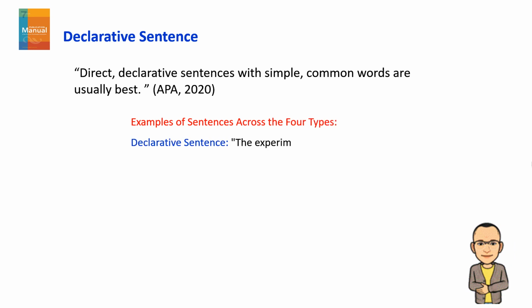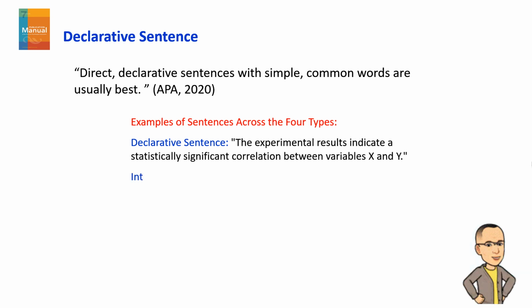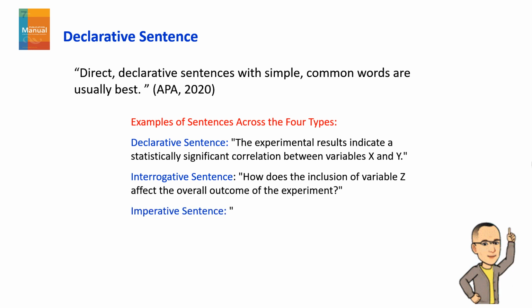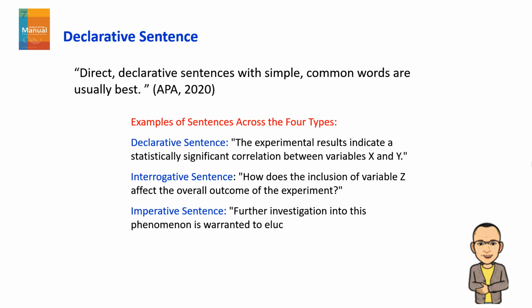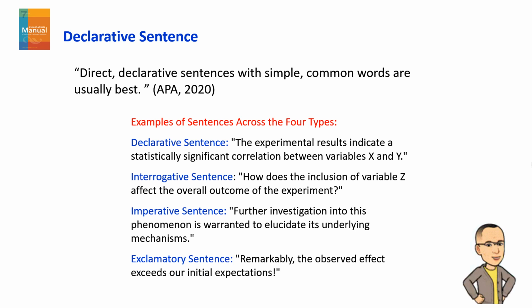Declarative sentence. The experimental results indicate a statistically significant correlation between variables x and y. Interrogative sentence. How does the inclusion of variable z affect the overall outcome of the experiment? Imperative sentence. Further investigation into this phenomenon is warranted to elucidate its underlying mechanisms. Exclamatory sentence. Remarkably, the observed effect exceeds our initial expectations.